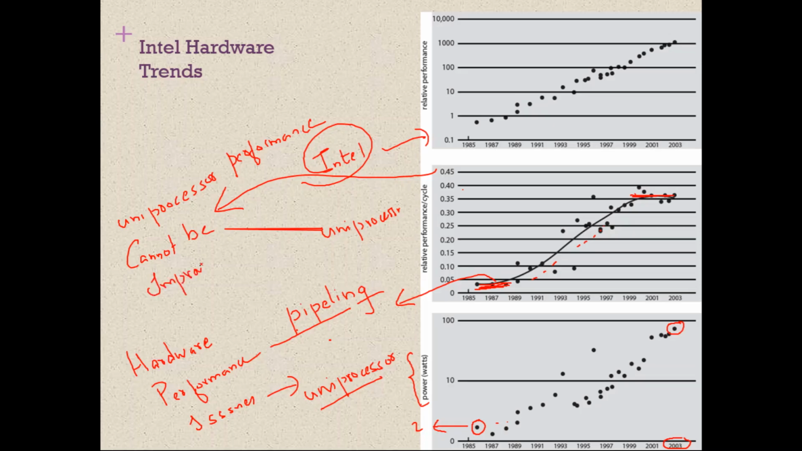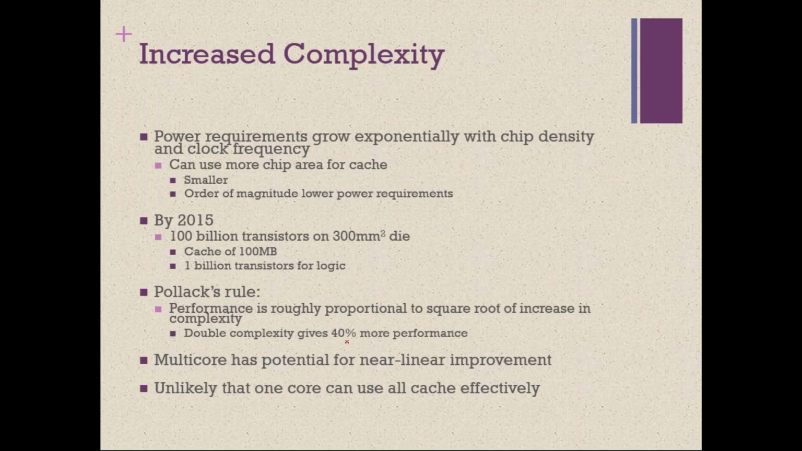And this graph also says that if you keep on increasing the performance, the power consumption will increase drastically. That is also not a happy thing to know, right? So these are the motivation, the reasons why we are going to go for something called multi-core. Multi-core has a potential for non-linear improvement. The power requirements also grow exponentially with chip density.